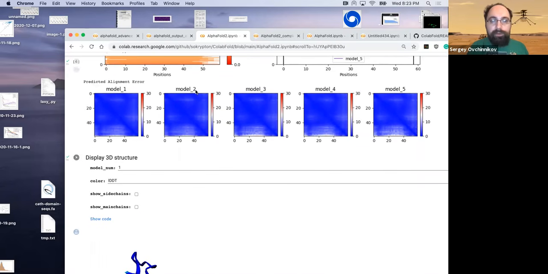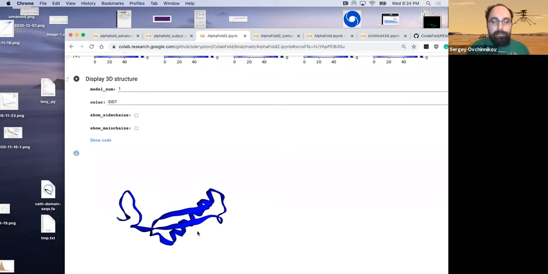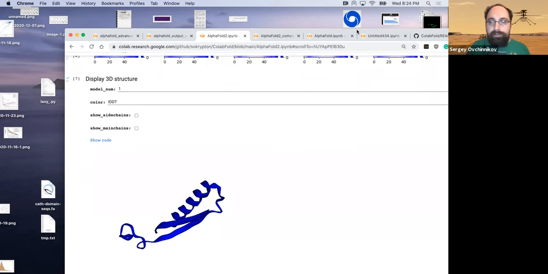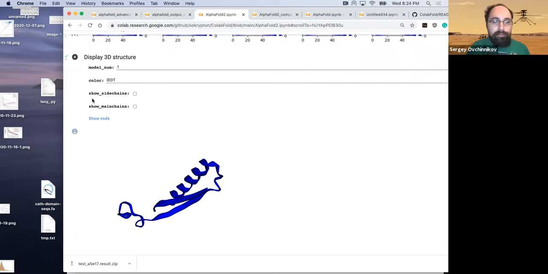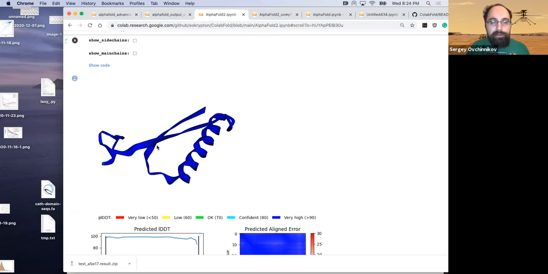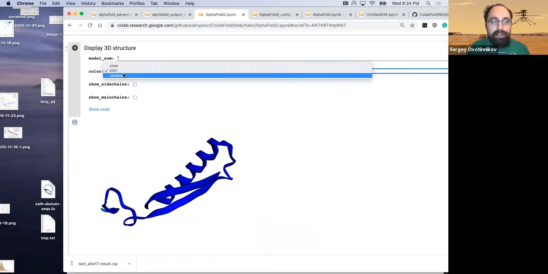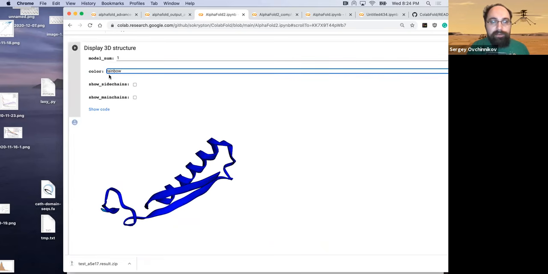Finally, once this is done, you will see the 3D model posted below. In fact, the model is already colored by confidence, so blue being very, very confident, yellow very low. In this case, it's very, very confident about this model. The other thing we could do is color it by chain so that we can see where the N and C terminus is.